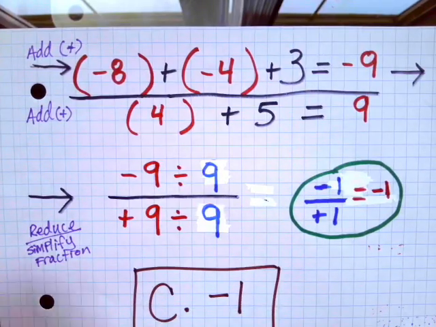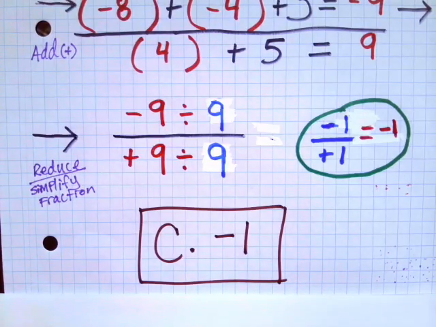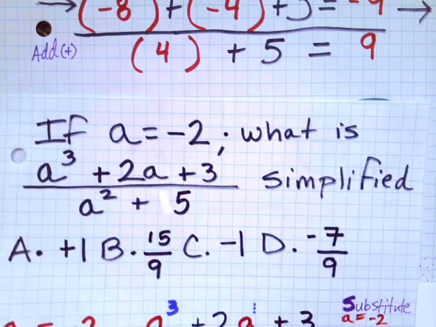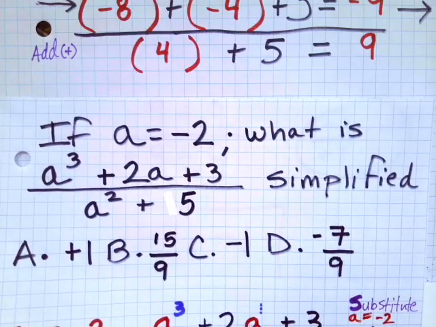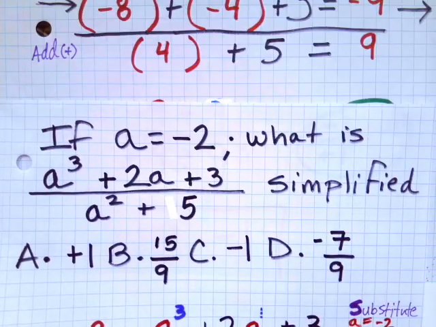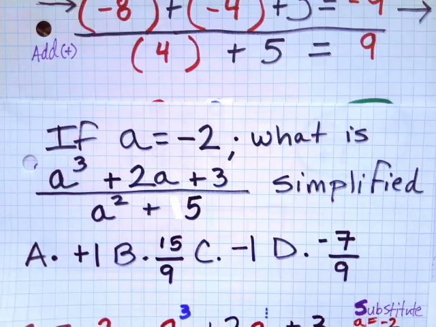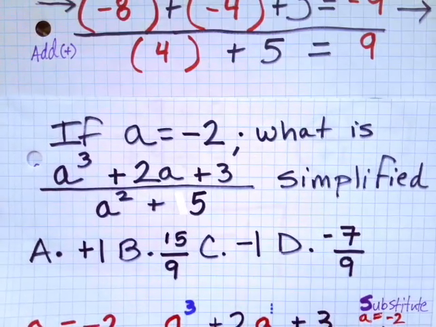So the answer, from the choices we started with, A, B, C, and D, is C, negative 1. Let me show you that original problem here again, so you don't have to go and rewind. If A equals negative 2, what is A cubed plus 2A plus 3 divided by A squared plus 5 simplified? Again, the answer is C, negative 1.